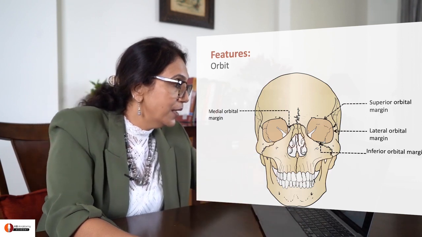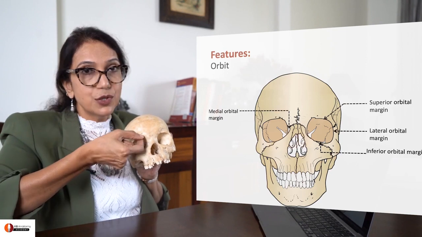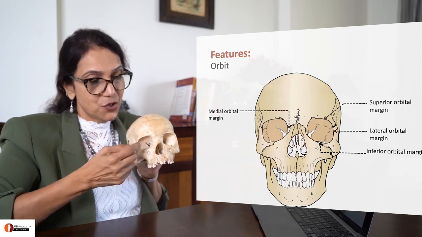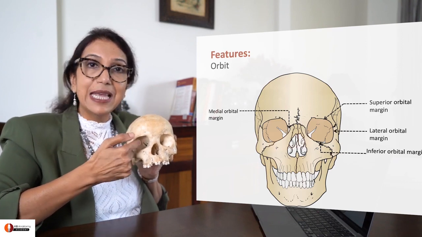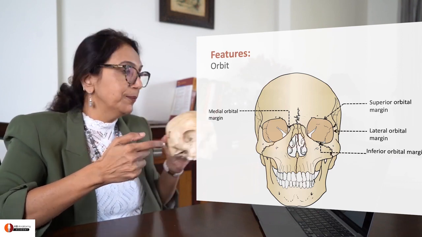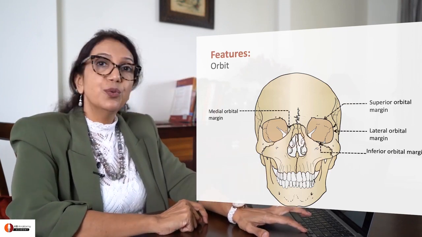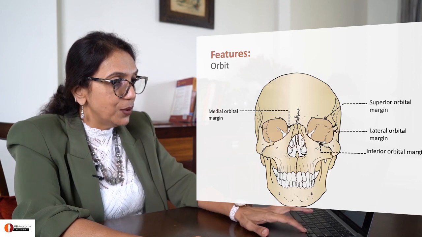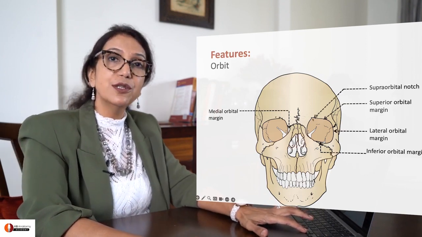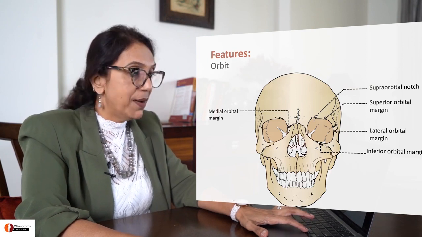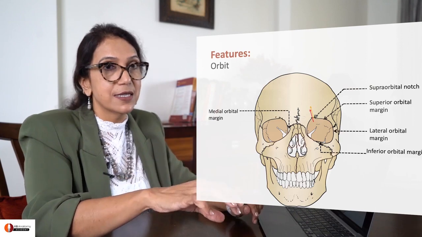So here you can see the orbit. This is the orbit. This is the superior margin, inferior margin, medial margin, lateral margin, and this here is the cavity of the orbit. So the superior orbital margin, if you look carefully, shows presence of a small notch here. This notch is called the supraorbital notch. Passing through it are the supraorbital nerves and vessels.